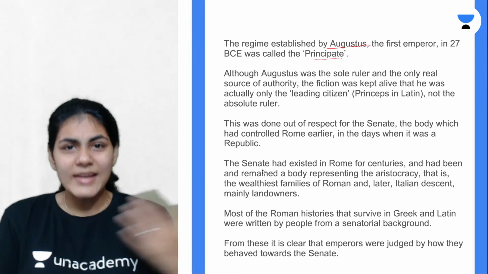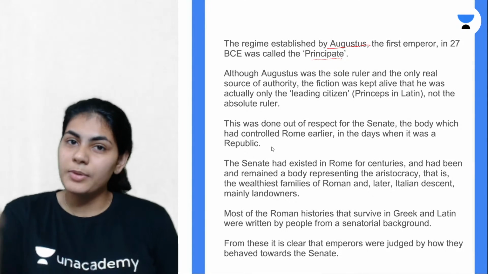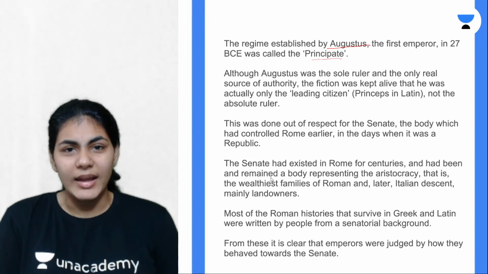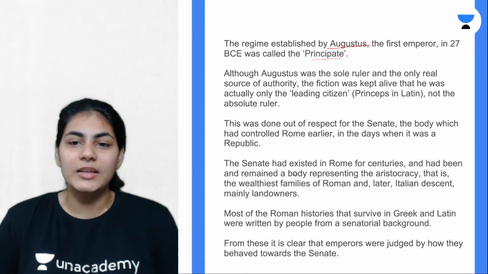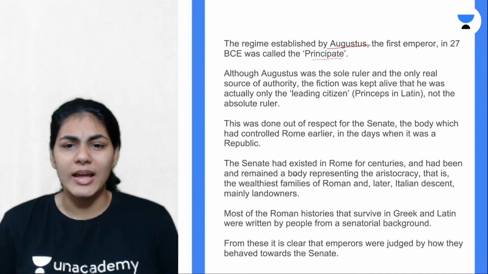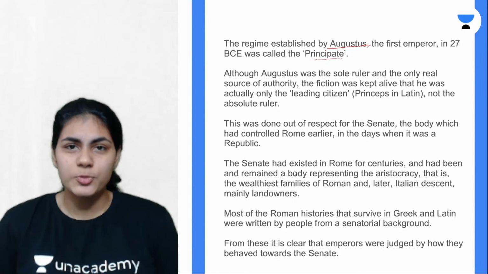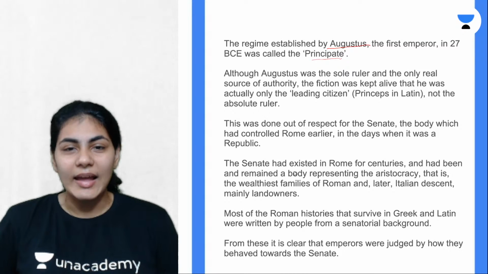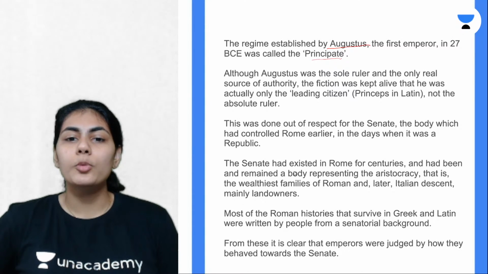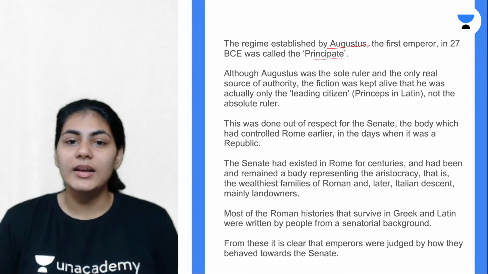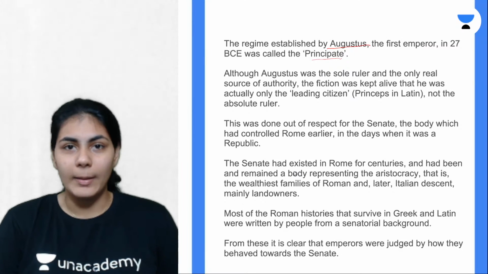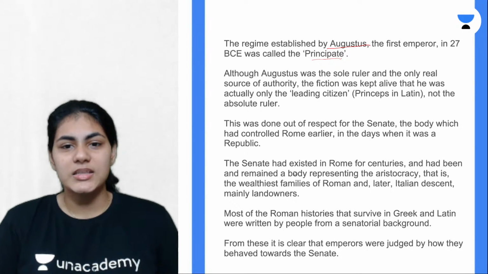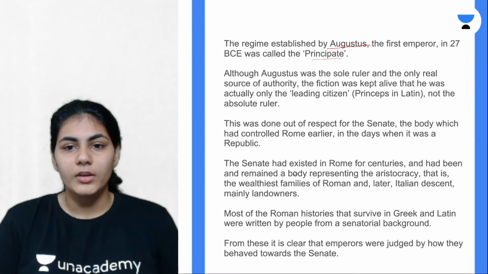So, as I was saying, the Senate had existed in Rome for centuries before the establishment of the Roman Empire. We won't call them ministers, but let's call them a body representing the aristocracy, basically wealthy, rich people. Majorly they had Italian descent, because Italian people were very, very rich back in those days. These people came together, formed the Senate, and took all of the decisions and laws relating to the republic.